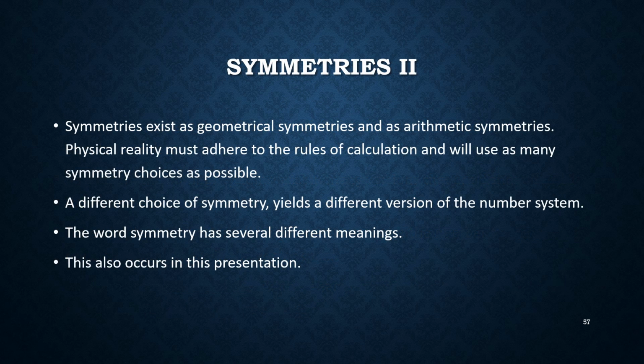Symmetries exist as geometrical symmetries and as arithmetic symmetries. Physical reality must adhere to the rules of calculation and will use as many symmetry choices as possible. A different choice of symmetry yields a different version of the number system. The word symmetry has several different meanings. This also occurs in this presentation.